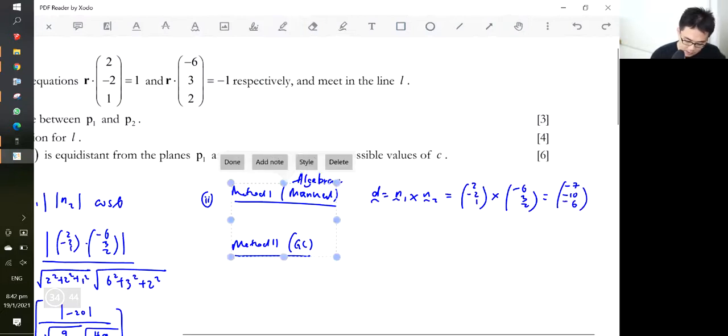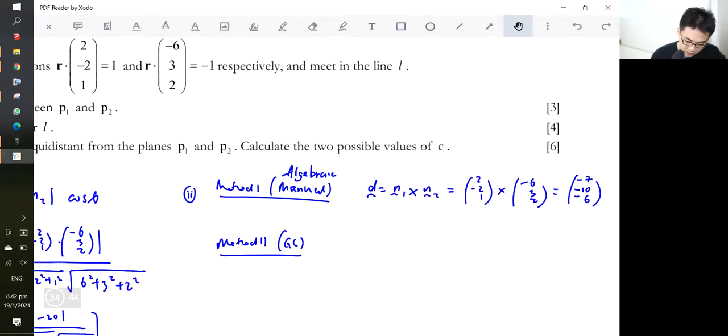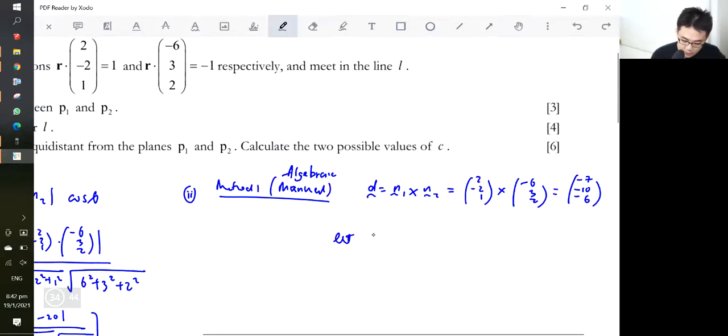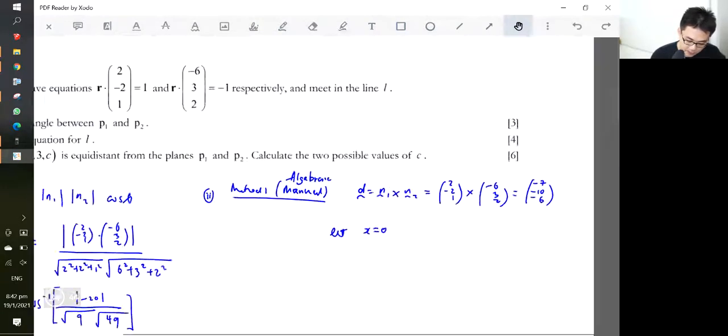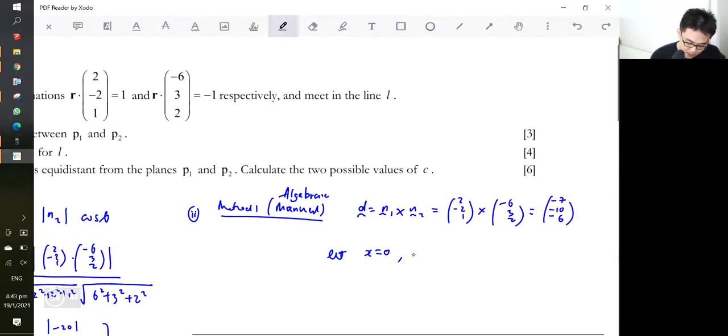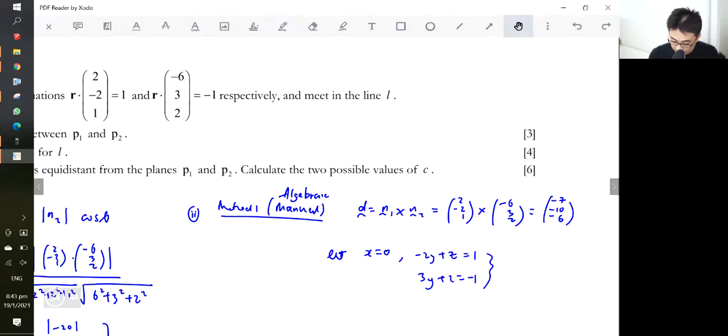Okay, so this is done already. Then you just guess and check a point. So you can just let z be 0. We can let x be 0 lah. So let x be 0. That will be negative 2y plus z equals to 1, 3y plus 2z equals to minus 1. It doesn't matter which one you let it be 0, okay? It really, really doesn't matter. There are many, many answers here. So I just have to stress this out. So this will be y equals to minus 2 fifth, z equals to 1 fifth.